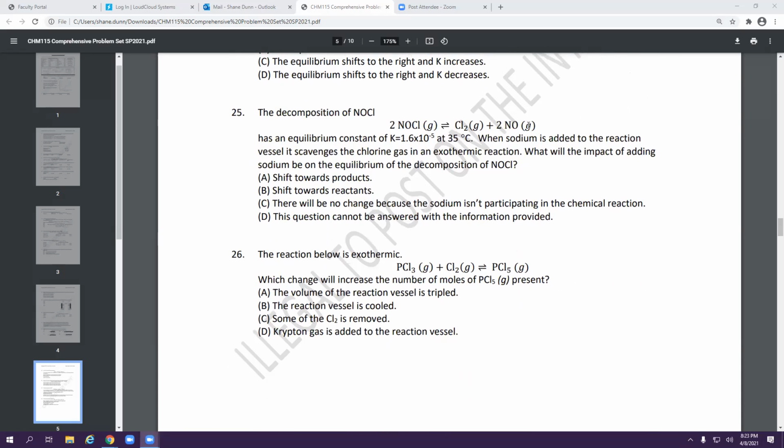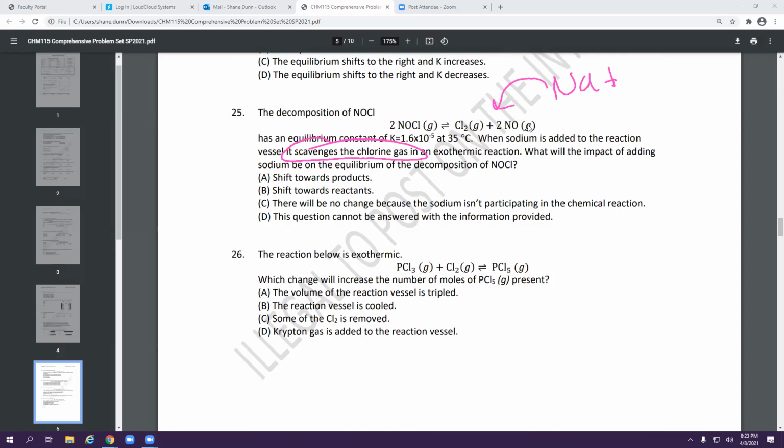25. The decomposition of NaCl has an equilibrium constant of that. When sodium is added to the reaction vessel, it scavenges chlorine gas in an exothermic reaction. What is the impact of adding sodium on the equilibrium? So the key word on this is scavenges chlorine gas. So if I add sodium, it's going to scavenge chlorine gas. What does that mean? It's going to eat it. It's going to react with it.